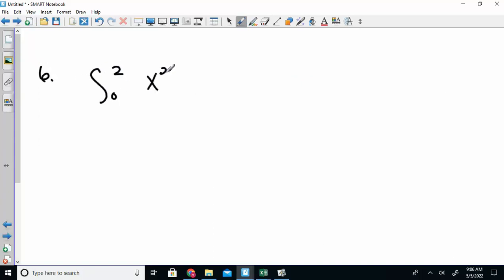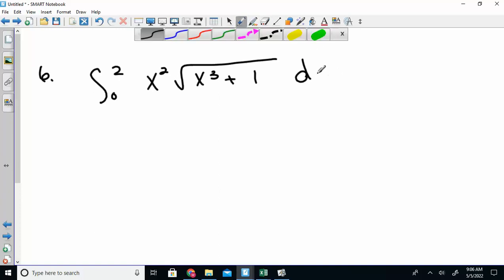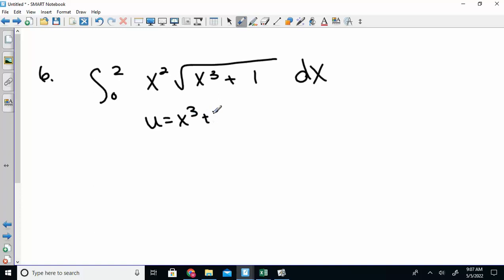Problem 6. So u should be the inside. Again, we have to use the u here because we have x's being multiplied together. Is there any such thing as a product rule in reverse? No. So we have to do substitution. What's my inside? So du, the derivative of that, 3x squared dx.